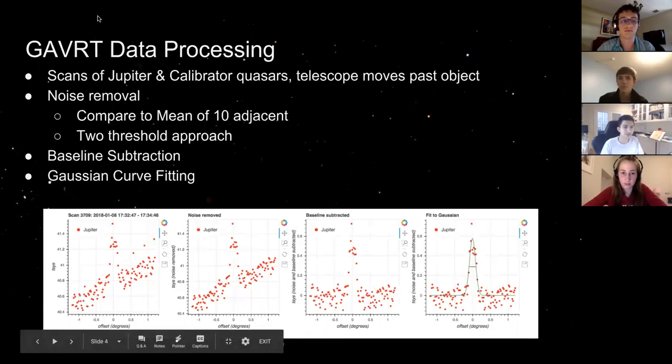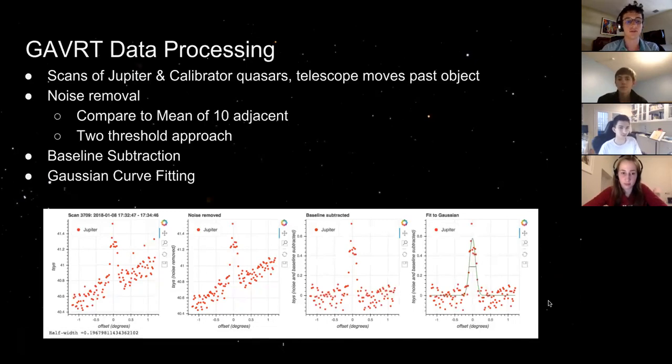So there are three main sections to our data processing, namely the noise removal, baseline subtraction, and Gaussian curve fit. So first we remove the noise from the data. We use two thresholds, one for the base and one for the peak. And for each data point, we compared it to the 10 most adjacent points in the scan.